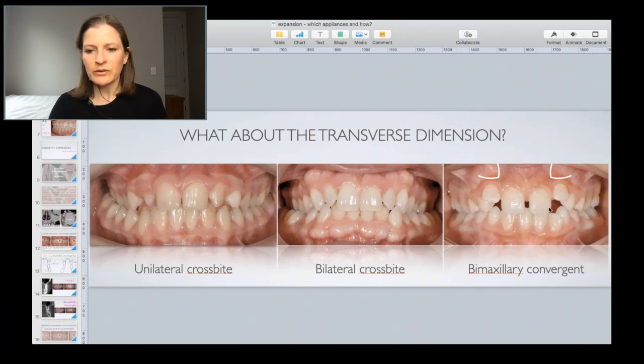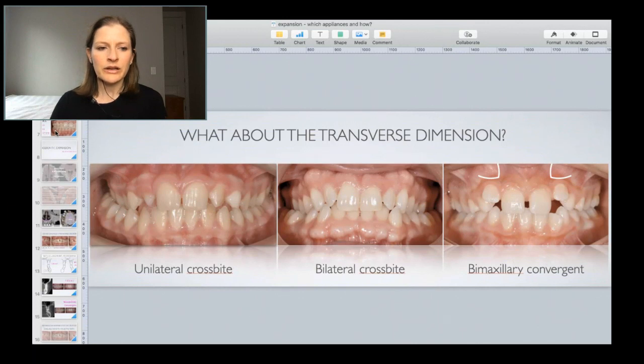We don't see a crossbite, but if we look carefully, we see that these teeth are all tipped in. And I'll tell you that this patient also has bilateral impacted canines. Impacted canines are a sign that the maxilla is narrow because there's not enough room for the adult teeth to come in. So this we have a special name for, and these are the really tricky ones. The literature calls this bimaxillary convergence.